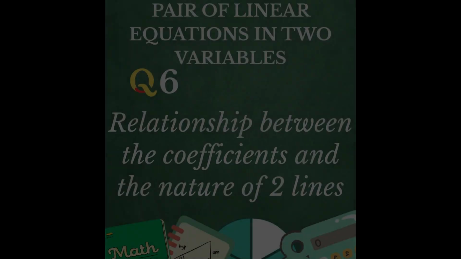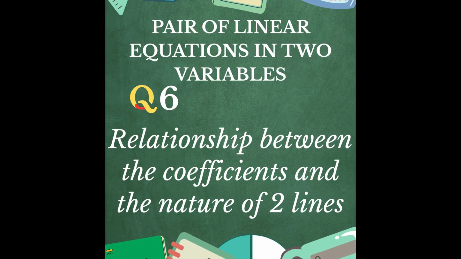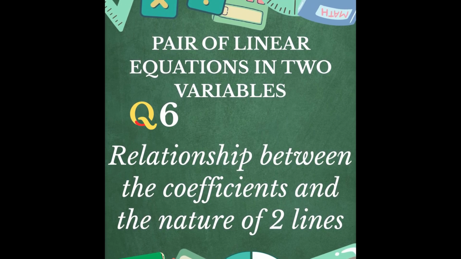Then one more question from this chapter is the relation between the coefficients of the variables and the nature of the lines, or we can say whether the equations are consistent or inconsistent. We know that there is a specific relation between the coefficients and the nature of the lines, whether they are going to be intersecting, parallel, or coincident. So depending on the coefficients, we can find the nature of the lines. So these three questions are sure questions from the chapter Pair of Linear Equations in Two Variables.